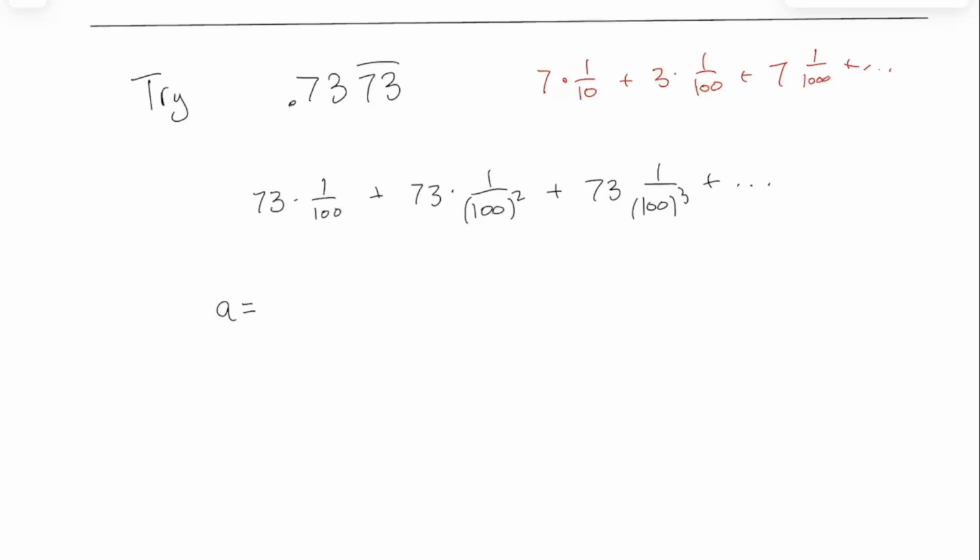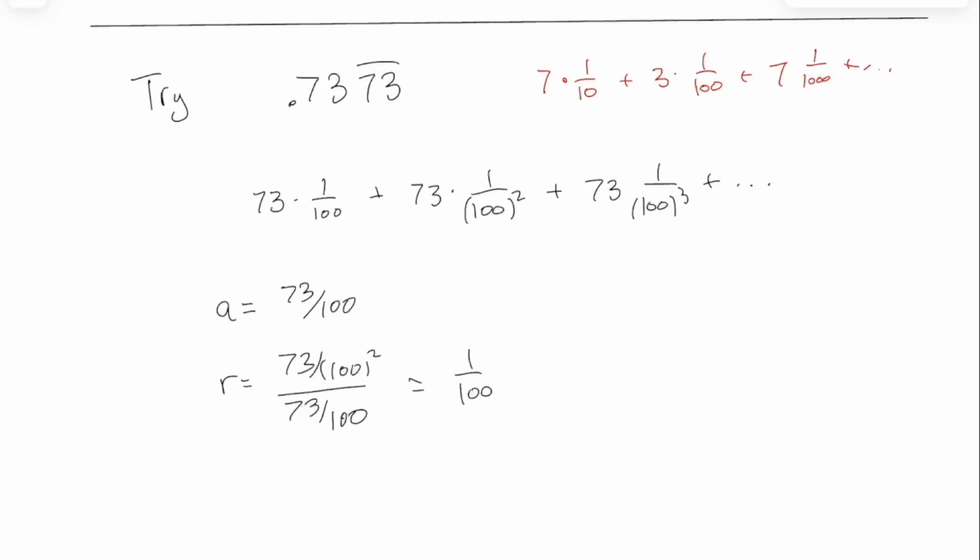73 over 100, right, it's always just the first term there. 73 over 100 is the A, and the R is the ratio. So I'll go 73 over 100 squared divided by 73 over 100. The 73's cancel. All we end up with is 1 over 100, I think. Right? And this actually will also be true if you're ever doing this for repetitions of 2 digits at a time, the ratio is always 1 over 100.